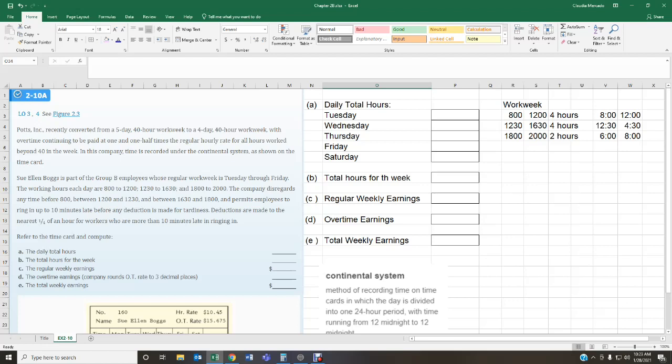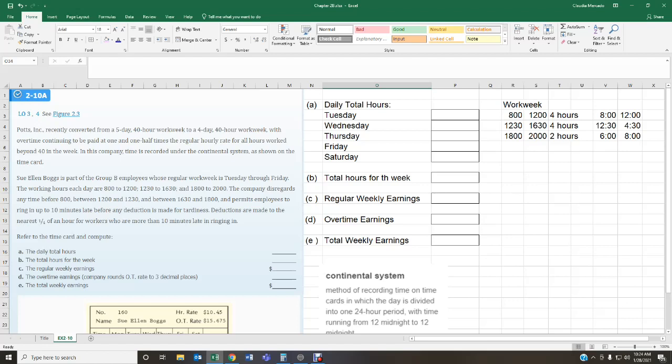Okay, so this problem reads, Potts Incorporated recently converted from a 5-day 40-hour work week to a 4-day 40-hour work week, with overtime continuing to be paid at 1.5 times the regular hourly rate for all hours worked beyond 40 in the week. Okay, so employees are still going to work 40 hours a week, but instead of working 5 days, now they're going to work 4 days. Okay, and they're still going to get paid time and a half for any hours over 40. In this company, time is recorded under the Continental System as shown on the time card. So we're going to learn how to read a time card using the Continental System.